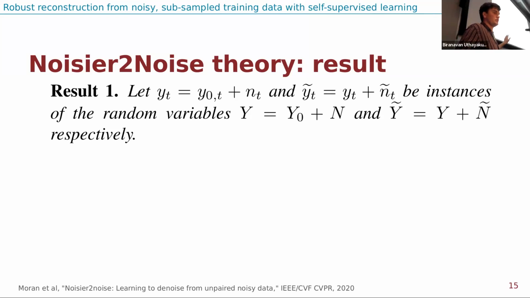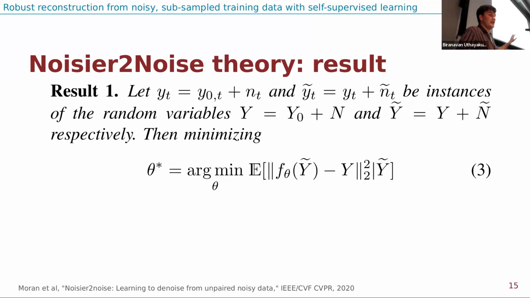On the last slide, I showed you the loss between f of y tilde and y. Here we do exactly the same thing. When we're talking in terms of random variables, we replace the sum with an expectation. And we note that we need to have it conditional on y tilde, because y tilde is the input to the network, so it's the information that we provide.